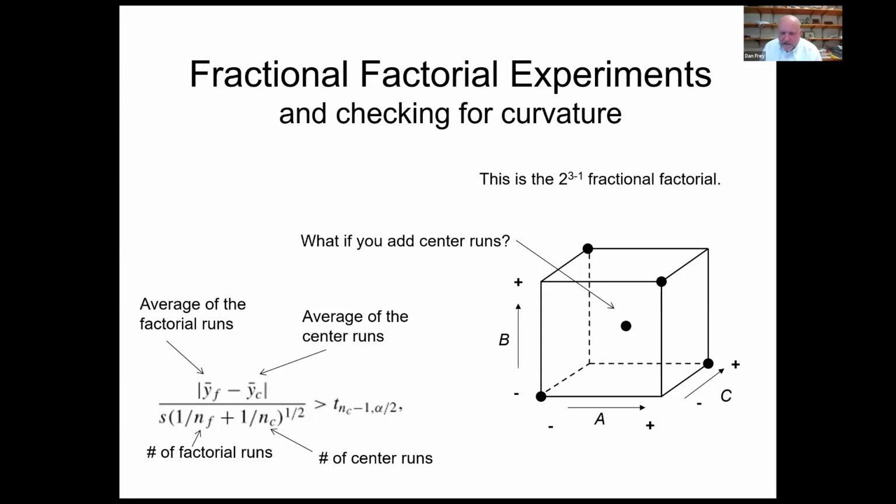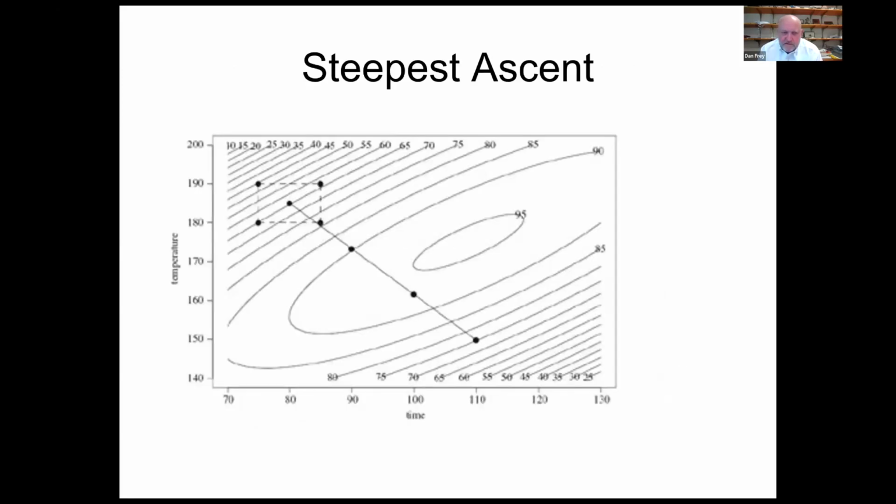And they did decide that their first set of runs did not have significant curvature. So they went through a process of steepest ascent. This shows a graphical depiction of steepest ascent in just 2 variables, and it came from George Box's paper.